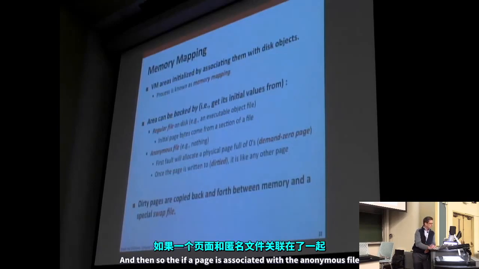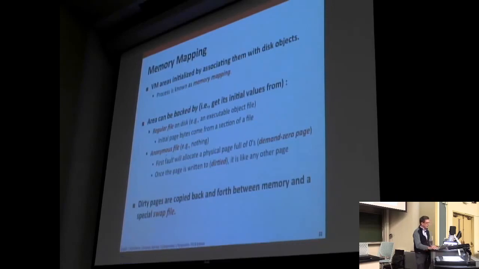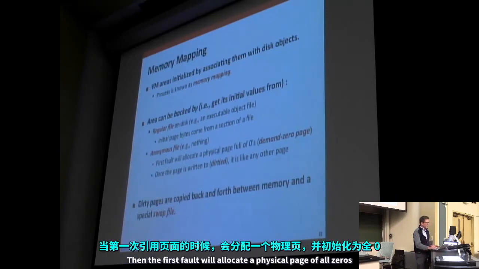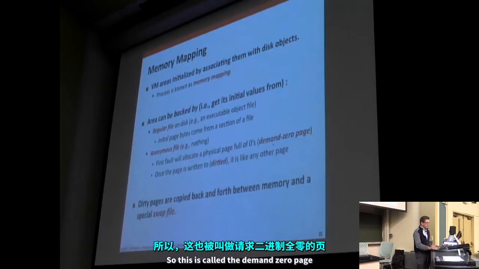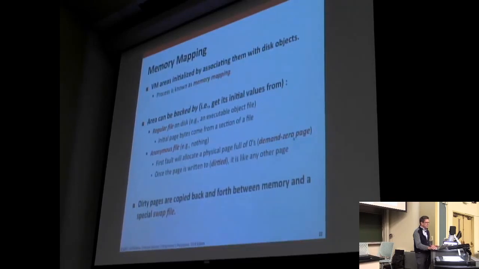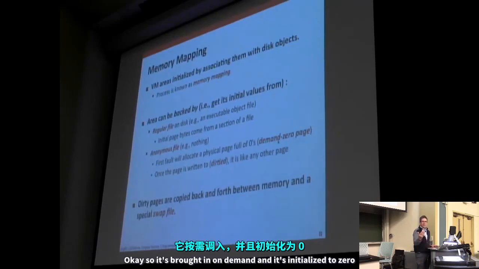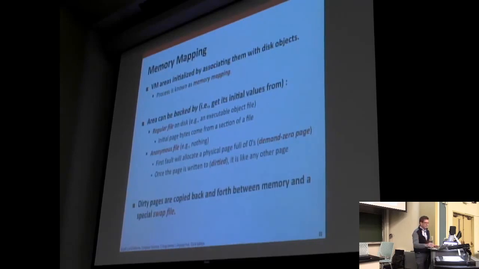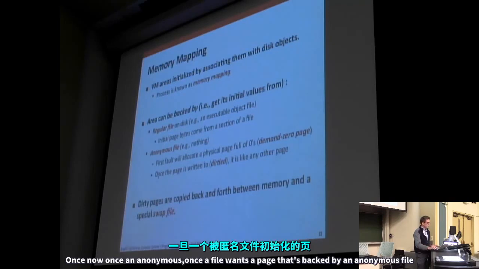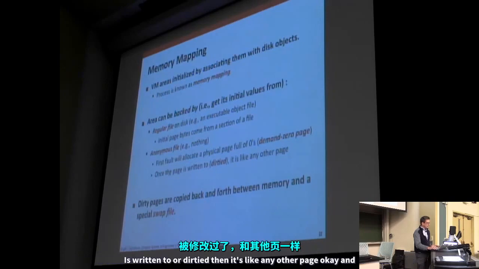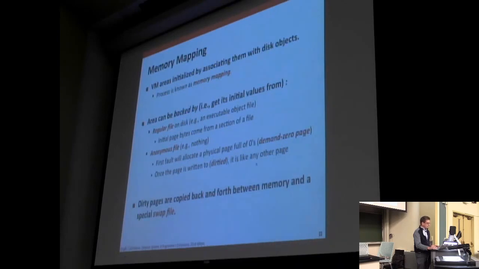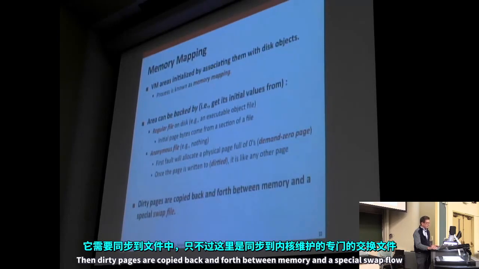Okay, and then if a page is associated with the anonymous file, then the first fault will allocate a physical page of all zeros. So this is called a demand zero page. It's brought in on demand, and then it's initialized to zeros. Once a page that's backed by an anonymous file is written to or dirtied, then it's like any other page. Dirty pages are copied back and forth between memory and a special swap file.